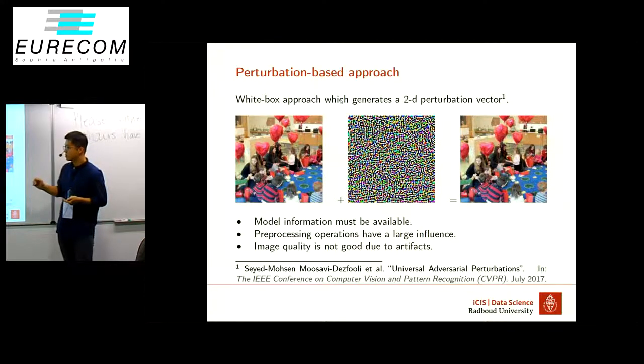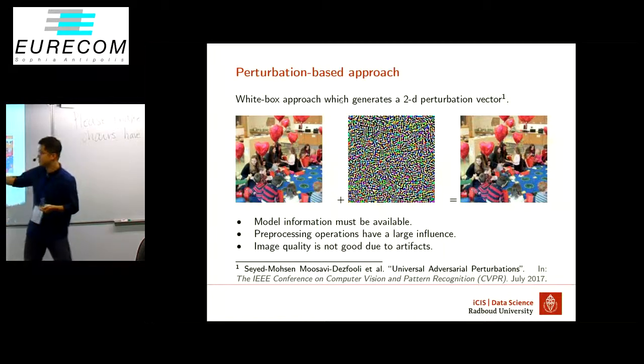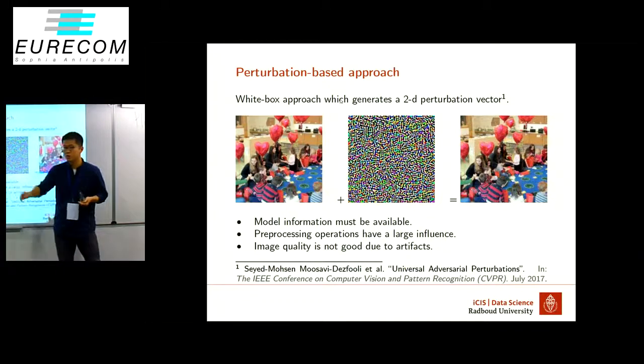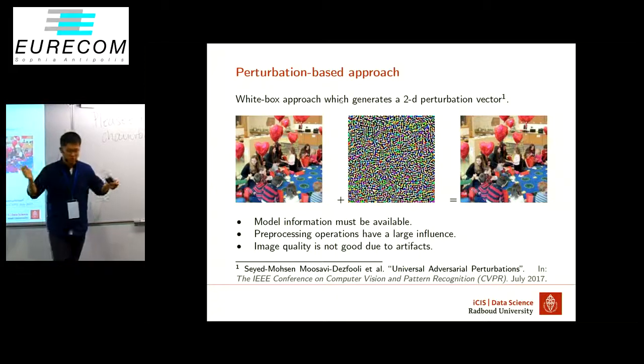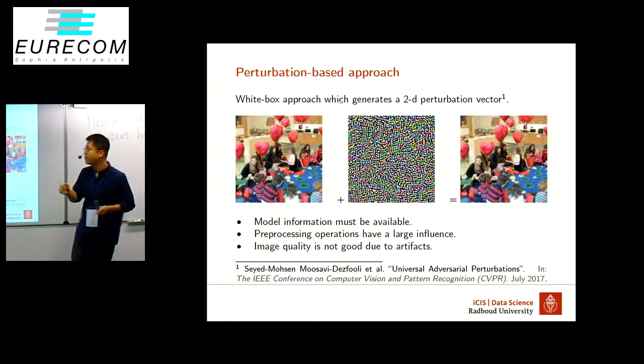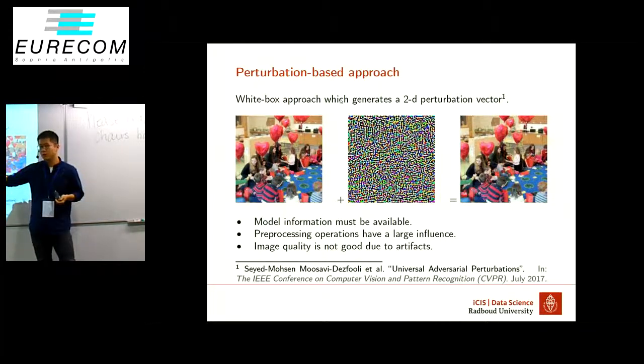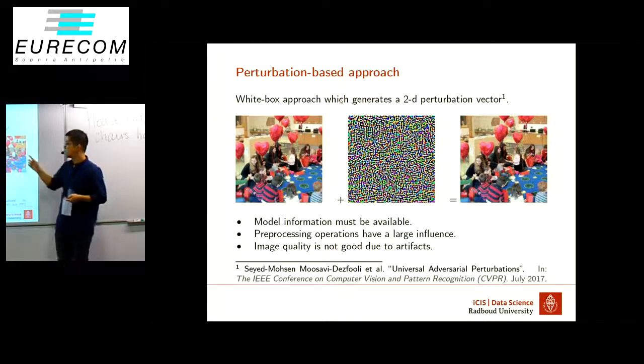The second one is that pre-processing may have a large influence on the protection. For example, you generate this perturbation vector and add it to the original image, but when you do the classification, you only crop the middle part, then this thing may lose its function. It cannot protect anymore. And the third thing is, as I just told you, the image quality is not good because you add some small values to the original image, so you can perceive some artifacts on the image.